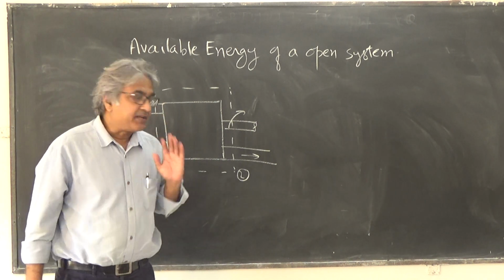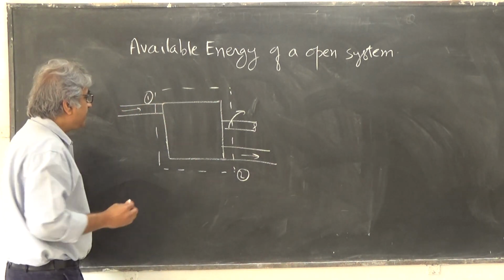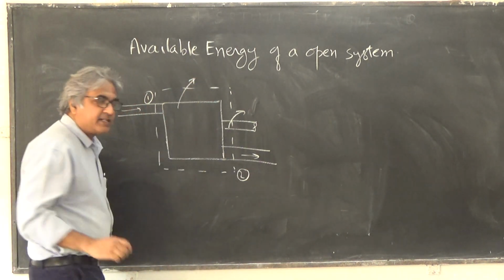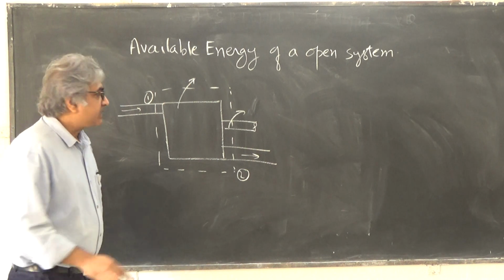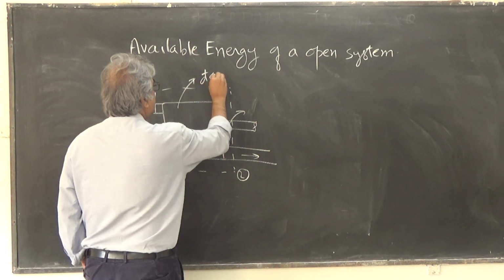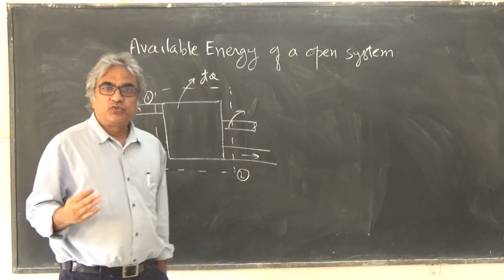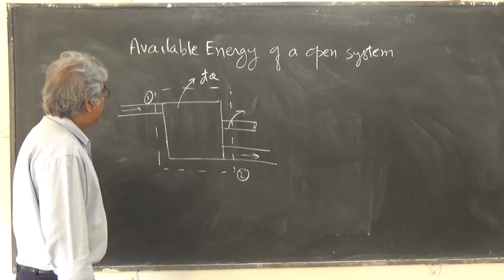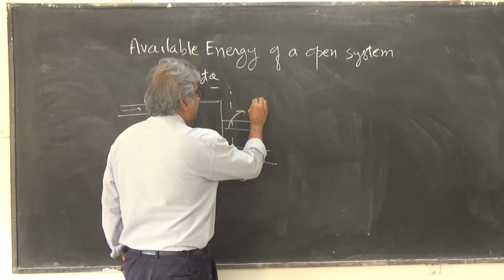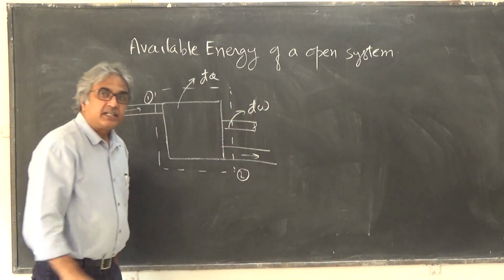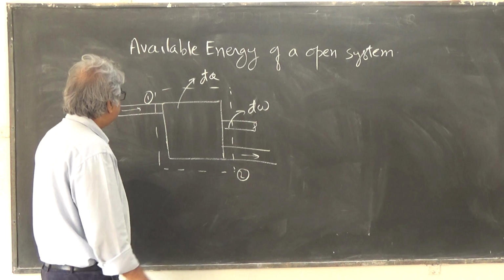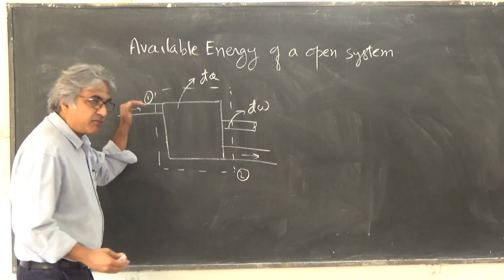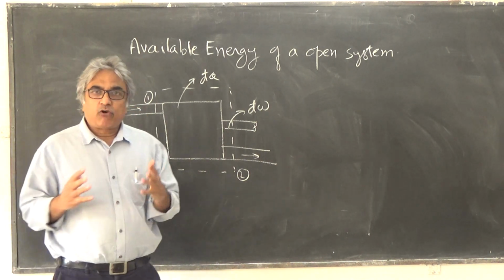So the flow is steady, and we'll also consider that there is some flow of heat at a certain instant. We will consider the flow of heat is dQ. It could be kilojoules per kg or kilojoule per second, whatever, but we'll say dQ. And let's say at that instant the work output is dW, and let's say the fluid is entering here and passing out here.